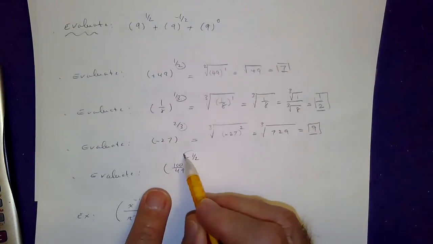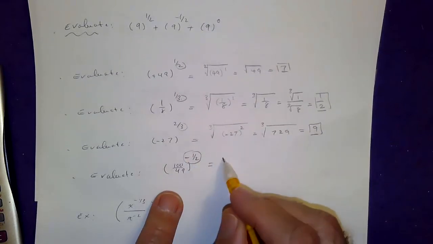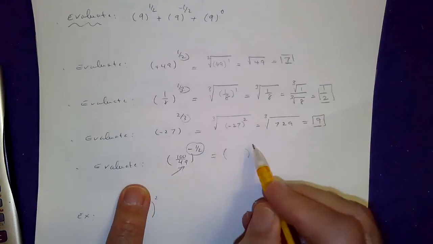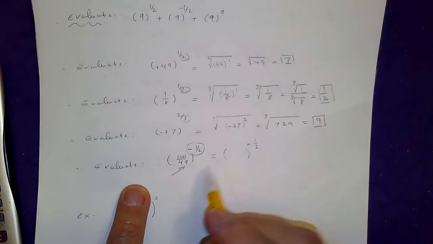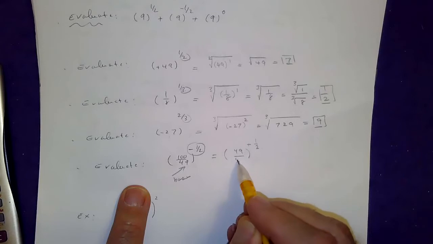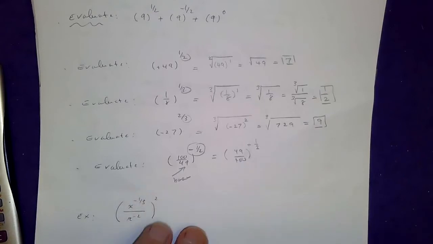Okay, one more time. You have a negative power. First, you've got to change that to positive. How do you do that? How do you change a negative power to a positive power? You flip the base. So 49 goes on top, 100 goes at the bottom.